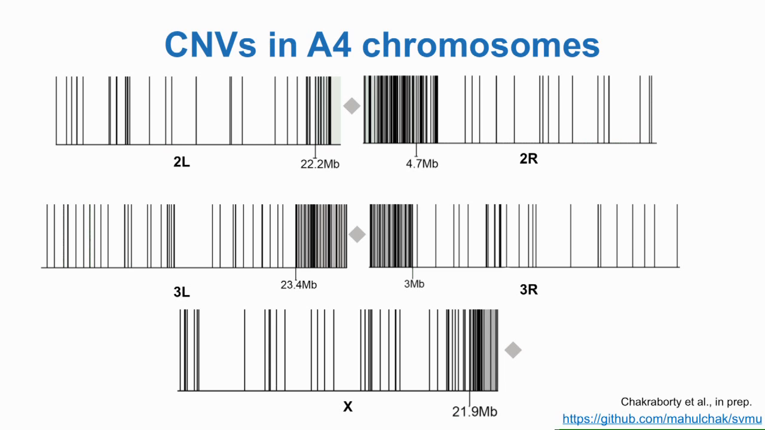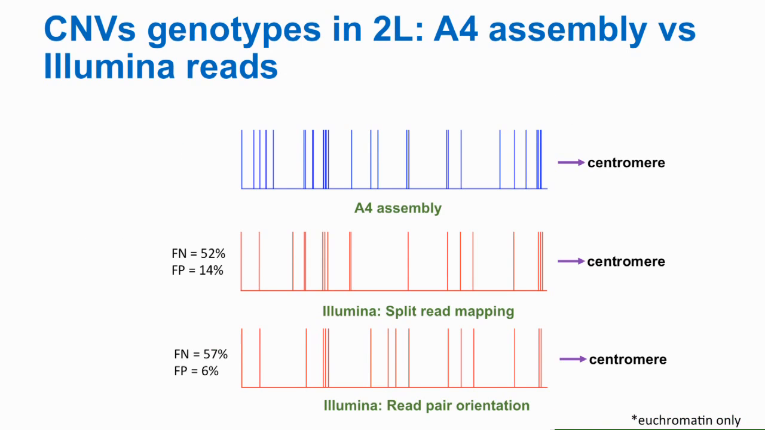and what we can detect from this whole genome alignment, I'm going to show you the distribution of CNVs for chromosome 2L. I chose 2L just because it has the fewest CNVs, so it's easier for you to follow. What I'm showing you here: the top one is the CNV calls from the A4 assembly, the second one is based on a duplication calling strategy using split read mapping, and the third one is based on read pair orientation.